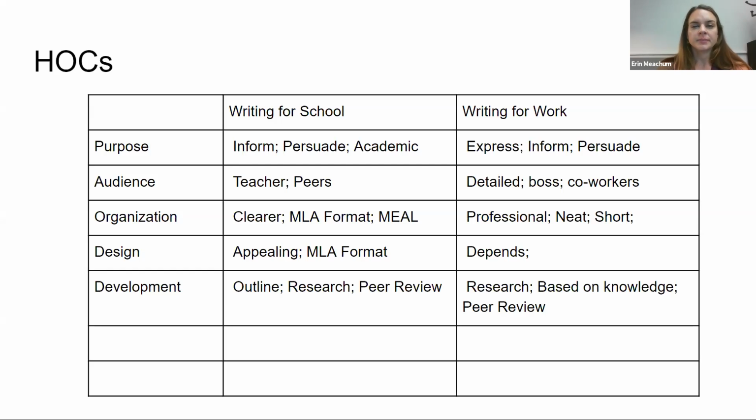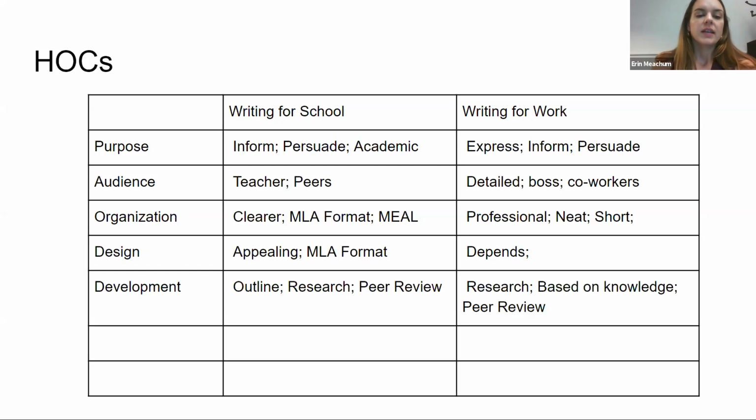So in business writing, as we've talked about, and as you're reading, it's really important to be very neat and short. It's very concise, those kinds of things. Again, the design is going to really need to appeal to that academic audience. They like a certain structure, whether that's MLA format or APA. The design of writing for work can really depend, whether it's a letter, a memo, a resume, a presentation, all of those really depend on the brand and that kind of thing.